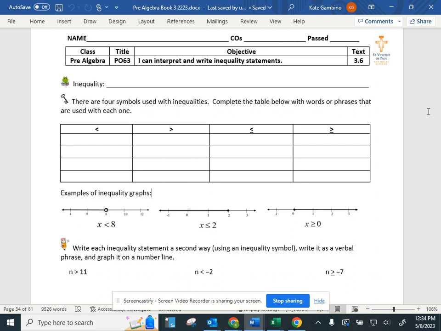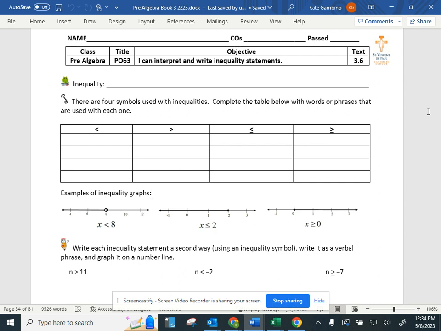So we had been talking about doing the multi-step with our variables on both sides of our equation. So we're shifting gears a little bit. We're shifting into inequality statements. And so instead of using an equal sign, we're going to use those inequality signs.